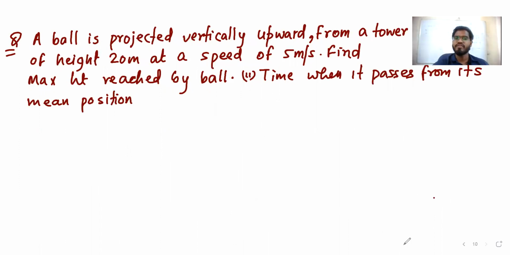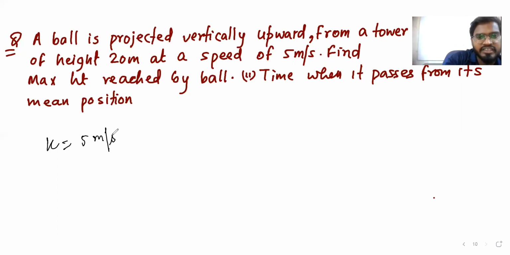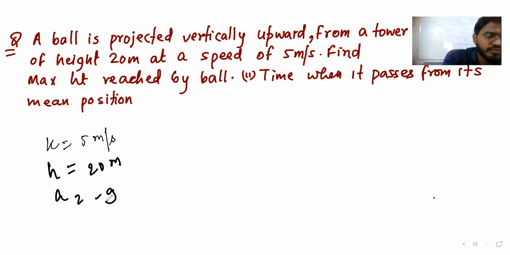A ball is projected vertically upward from a tower of height 20 meter at a speed of 5 meter per second. Find maximum height reached by the ball, time when it passes from its mean position. So what is U here, guys? 5 meter per second, right? Height is 20 meter, right? And A is what here? Minus of g.